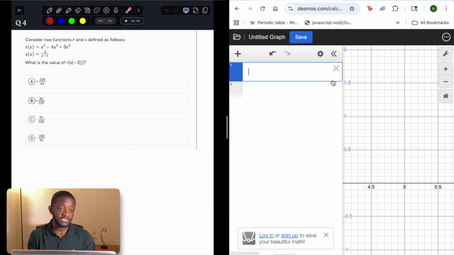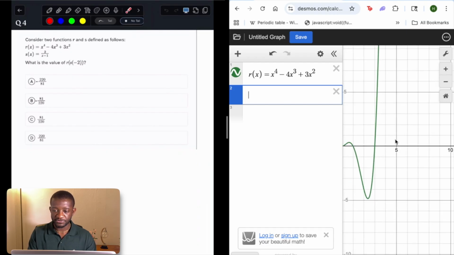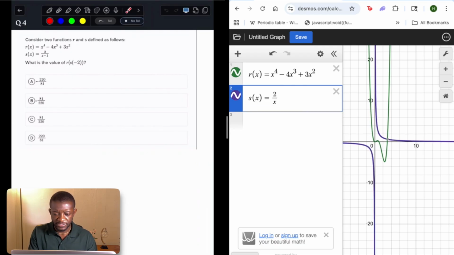You're given the two functions, right? There's r and s. But what is the value of r of s of -2? This is what you're going to do. You're going to first plot r of x equals -4x cubed plus 3x squared, right? And then that's r of x, and then it's there. You just can't see it. There it is. And then s of x equals 2 over x minus 1.